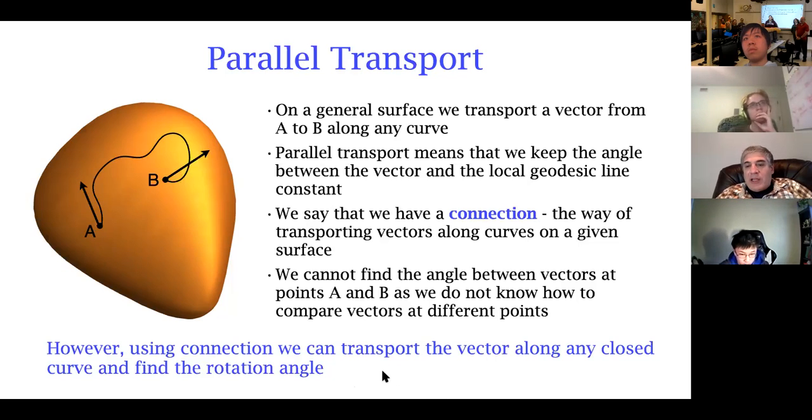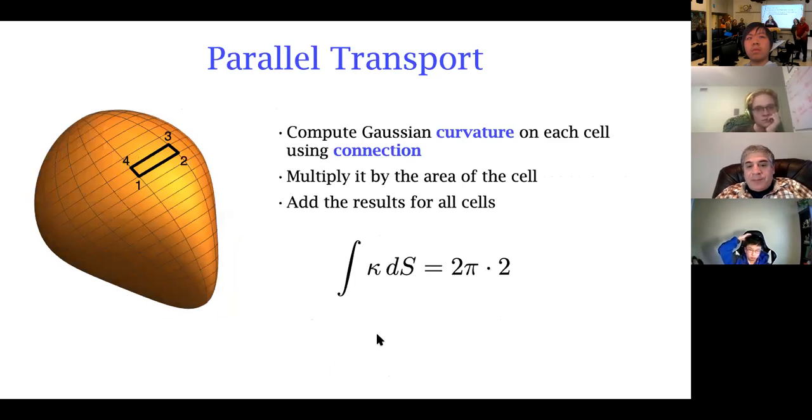So using a connection, I can actually do the trick which the ant did, transporting the vector parallel to itself along the closed loop. And let me introduce one more concept, which is curvature, or Gaussian curvature, which is the following. You just take a small loop and transport a vector parallel to itself around this small loop and divide the angle by which the vector rotated by the area of that loop. And we call it curvature at that particular point.